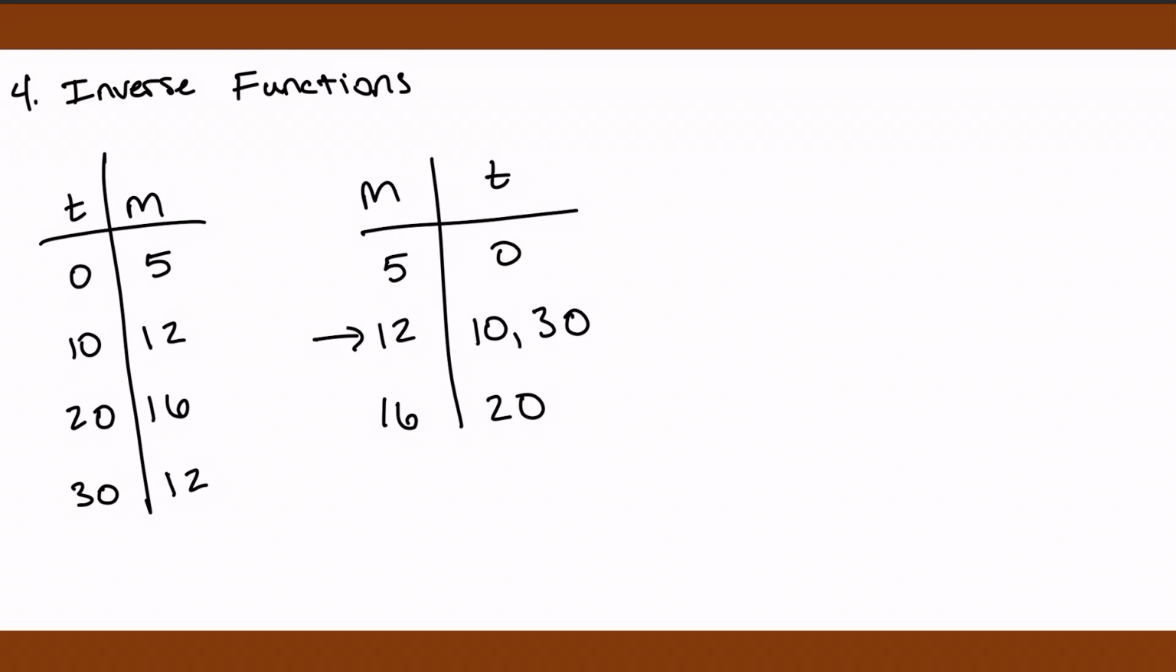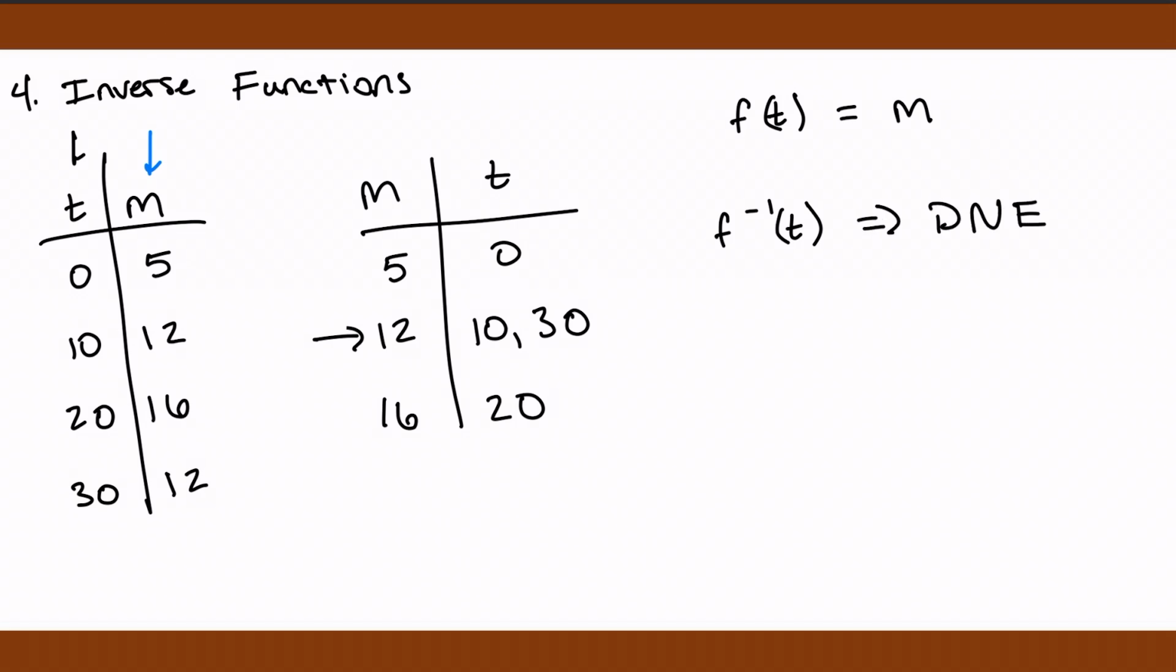And so this function is not invertible, and that's the key you need to know. We could write f of t equals m. Same thing as saying f of x equals y, independent variable, dependent variable, just using different letters. But f to the minus 1 of t does not exist because we broke the rules of functions.